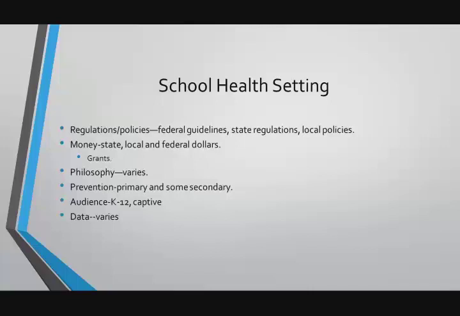In the school health setting, regulations and policies are based on federal, state, and local policies. School settings are regulated by a variety of different organizations and groups, and they must meet the guidelines and policies of all the different groups that regulate them. Their money comes from state, local, and federal dollars, which means there will be public scrutiny of everything that is done in the school. And sometimes they receive grants. If the grant comes from the federal government, that is tax dollars also. If the grant comes from a foundation like the Bill Gates Foundation or the Robert Wood Johnson Foundation, those agencies will also scrutinize what is done with the money.